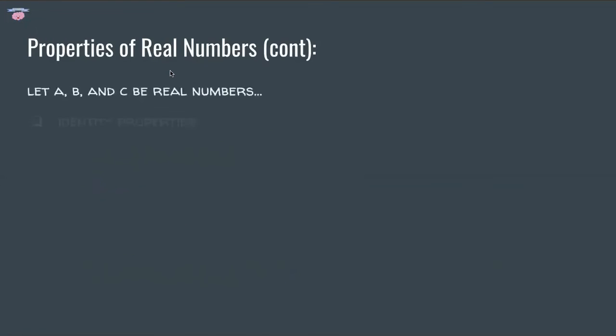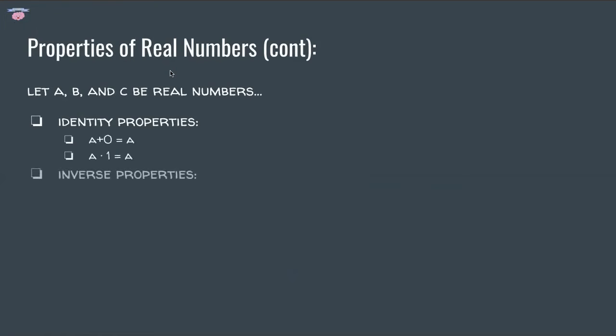Some more properties. The identity properties: A plus 0 is always A, and A times 1 is always A. The inverse properties: A plus the negative of A, its opposite, is always 0. A times 1 over A is always equal to 1.